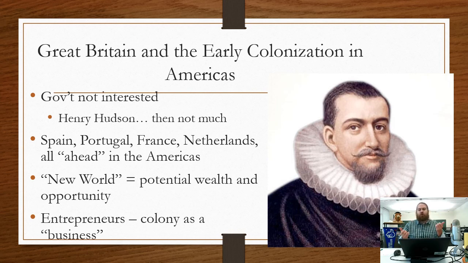But when we talk about exploration, we almost never talk about Great Britain, right? We talk about Spain and Portugal and all those different people, because really Great Britain's government, the monarchs at the time, were not really interested in the New World, in colonization and exploration. Henry Hudson explored North America, found the Hudson River, all that stuff, but no one really followed up. There are no permanent colonies that were set up after Henry Hudson. And so by 1607, Spain, Portugal, France, the Netherlands were all way ahead of Great Britain as far as doing this colonization thing. But people in Britain saw the New World and saw the potential wealth, the opportunities that some of these other countries were getting.